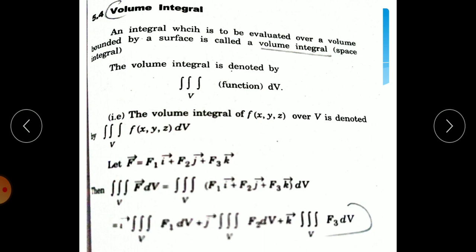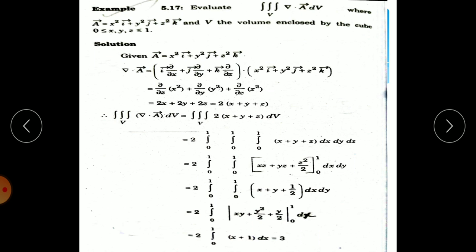The volume integral is denoted by triple integral over V of the function dV. So the volume integral of f of x, y, z over V is denoted by triple integral of f of x, y, z dV. Suppose the function is given as f1 plus f2 plus f3, split with vectors. We have to split it in the format: i vector into triple integral of f1 dV, plus j vector into triple integral of f2 dV, plus k vector into triple integral over V of f3 dV. So we have to use this method.